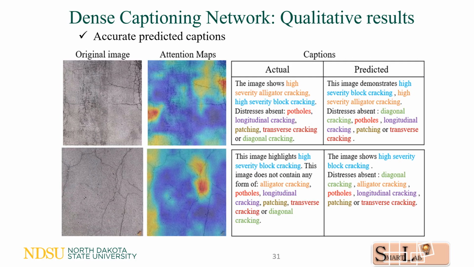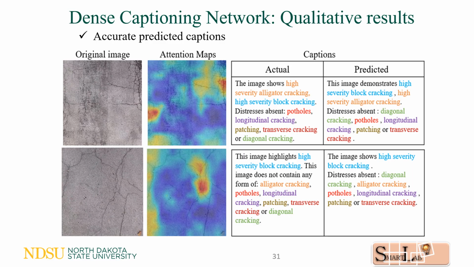Now let's move on to the qualitative results for the dense captioning network. For this slide, the first column consists of the original images. The second column is the attention maps, and the last column is the captions, where we have the actual captions and then the predicted captions.